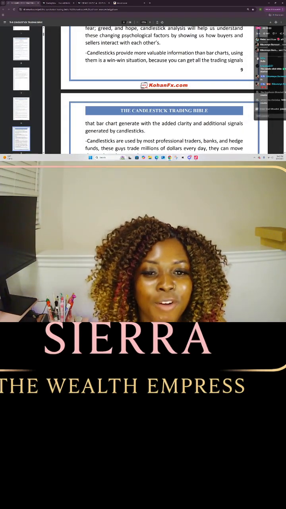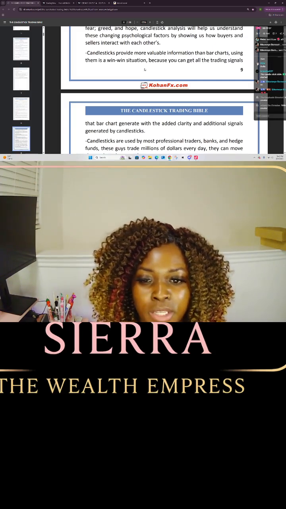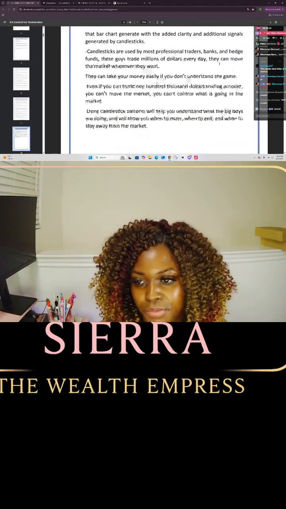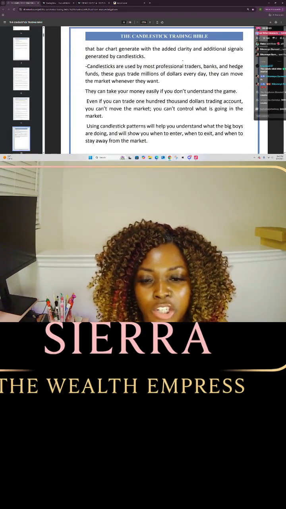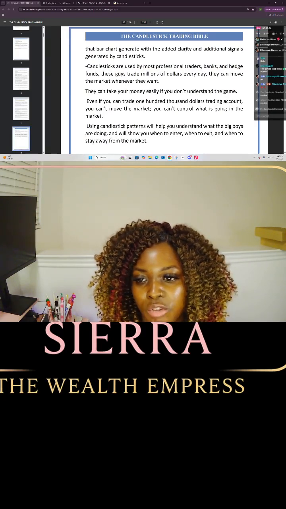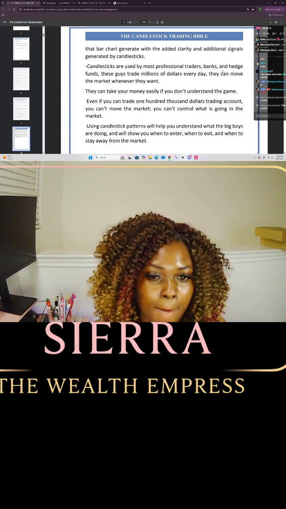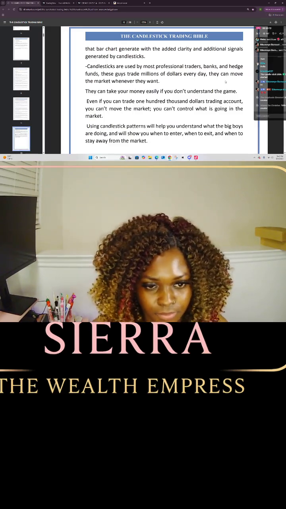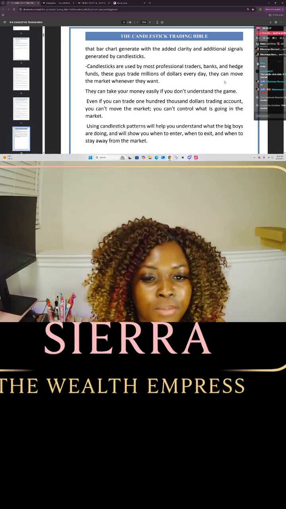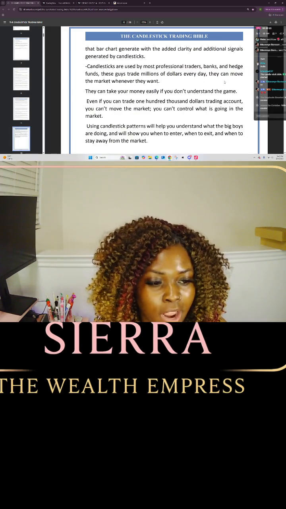Candlesticks provide more valuable information than bar charts. Using them is a win-win situation, because you can get all the trading signals. The bar chart generated with the added clarity and additional signals generated by candlesticks. Candlesticks are used by most professional traders, banks, and hedge funds. These guys trade millions of dollars every day. They can move the market whenever they want.